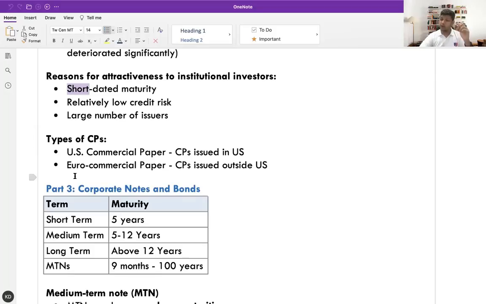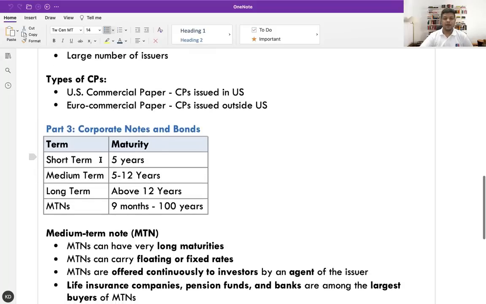Now, CPs which are issued in US are called US CPs, but CPs which are issued outside US, anywhere in the world, they are called Euro CPs. Is that clear? So Euro does not, as usual, mean only the ones issued in Europe, but those CPs which are issued in US or in US dollars are called US CPs, and those issued outside US are called Euro CPs.